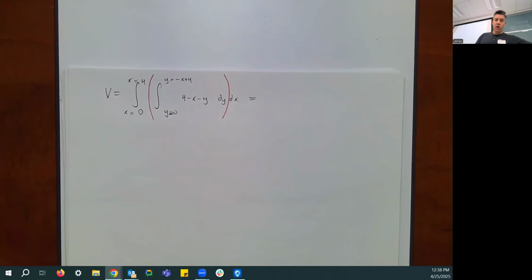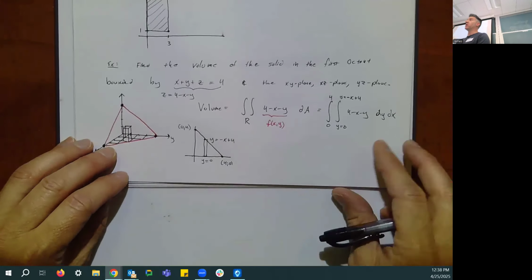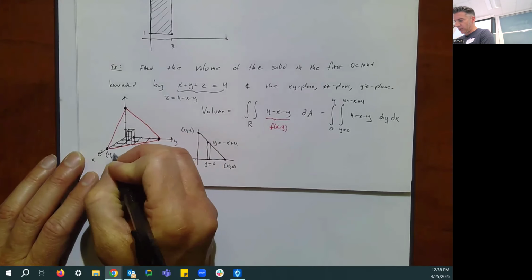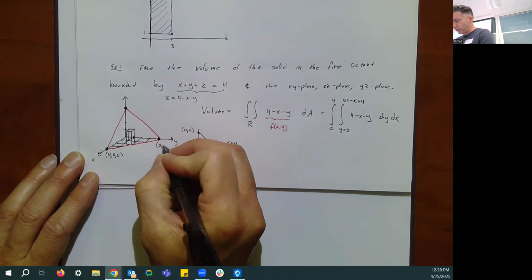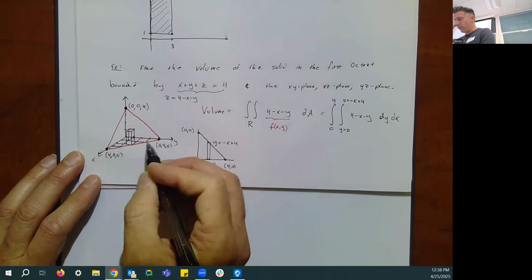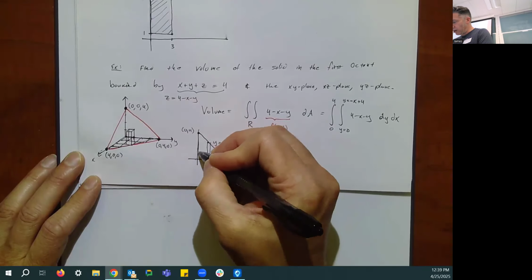Oh, sure. So I'm looking at my region of integration, which is the region in the xy plane. And in the xy plane, right, this point's 4, 0, 0. This point's 0, 4, 0. This point's not in the xy plane, but the 0, 0, 4. If I just look at that triangle in the xy plane, that's this triangle here.